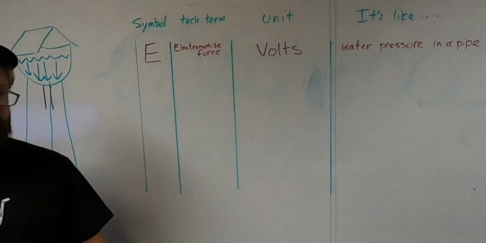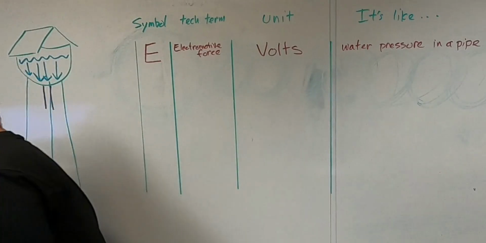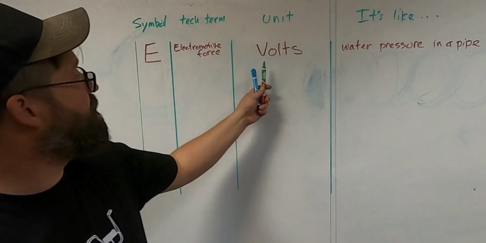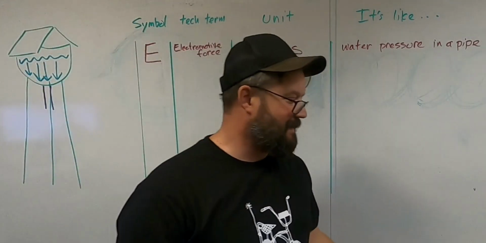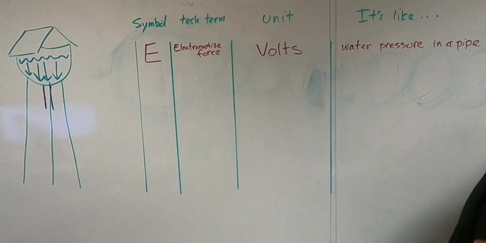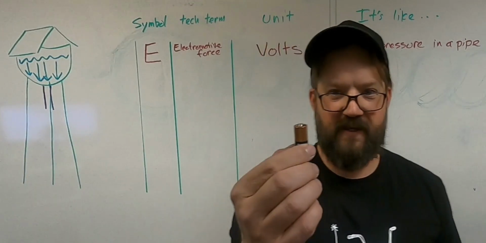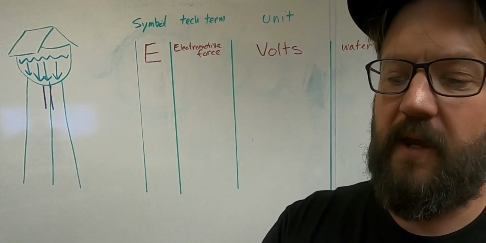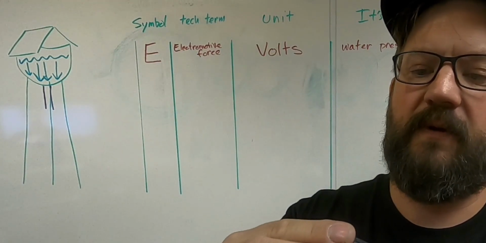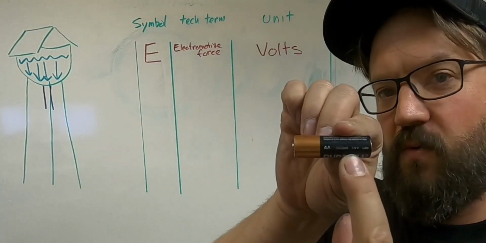All right, things that we measure in volts. We measure batteries in volts. So the electromotive force, or the volts that a battery has, is essentially the pressure that it can push electrons through a circuit. If I take a battery like this, you're able to go look on it. This one says it's a AA battery. It says it's 1.5 volts.